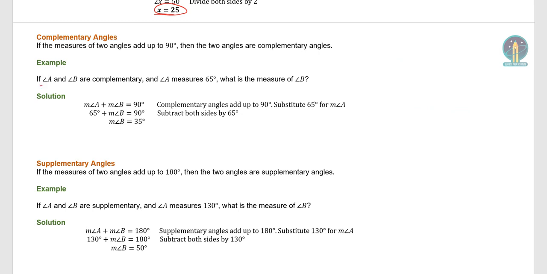Here's an example. If angle A and angle B are complementary, and angle A measures 65 degrees, what is the measure of angle B? Because they're complementary, their sum is 90 degrees. So angle A is 65 degrees, angle B needs to be found, but their sum equals 90. Subtracting 65 from both sides to solve, 90 minus 65 is 35. So the measure of angle B is 35 degrees.